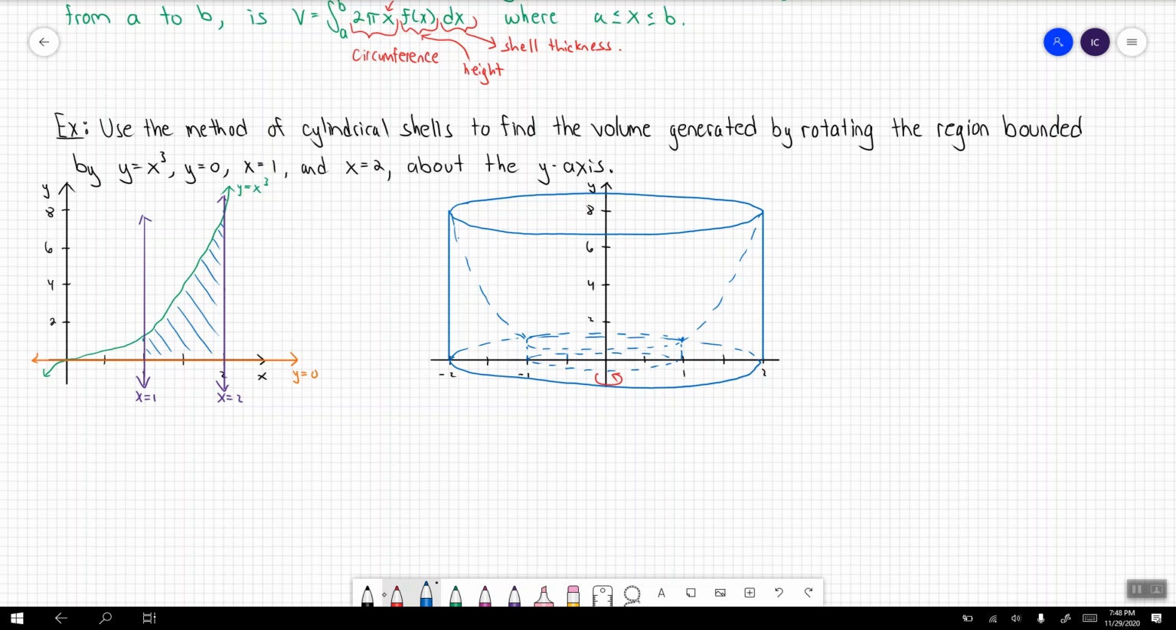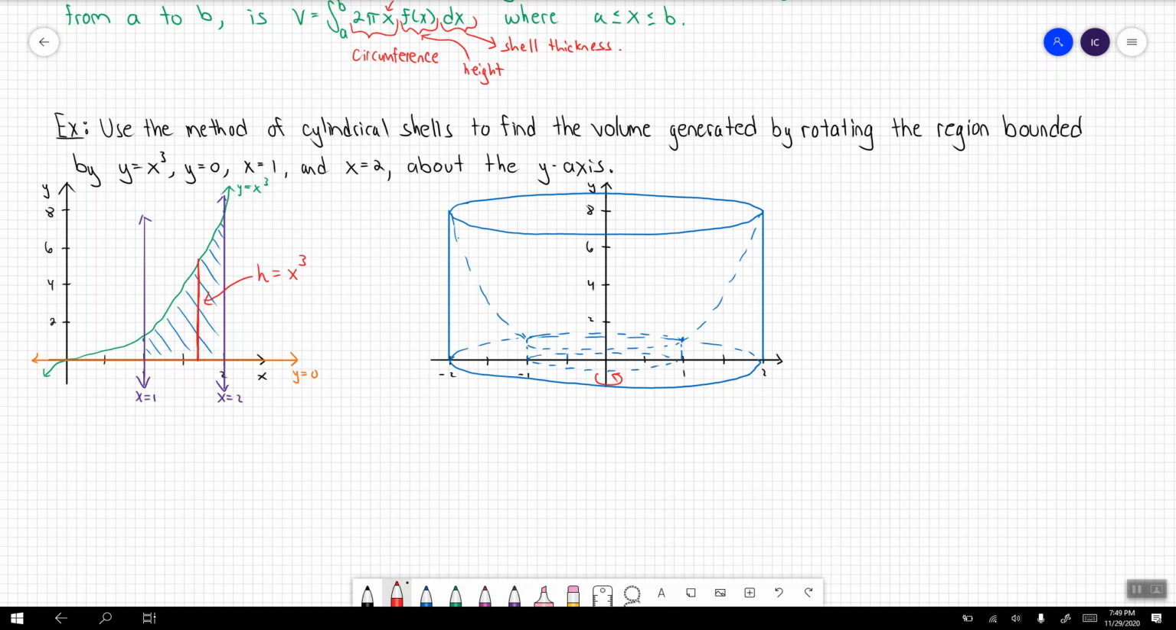And since we're looking at this figure, again, they're telling us that this is being rotated about the y-axis. So I'm going to use the method of cylindrical shells. Again, the height for a cylindrical shell needs to be parallel to the axis of rotation. Therefore, when I choose any sample point, that will create a height for this shell. So the height is going to be the function determined by y equals x cubed.